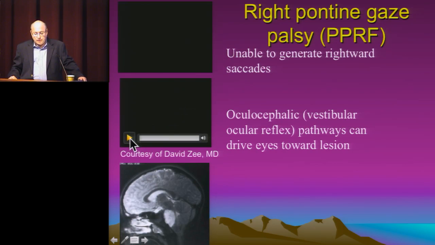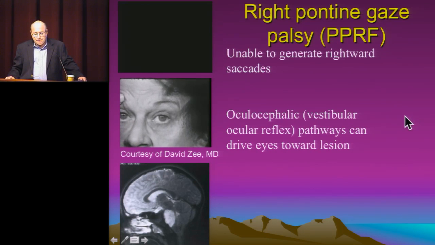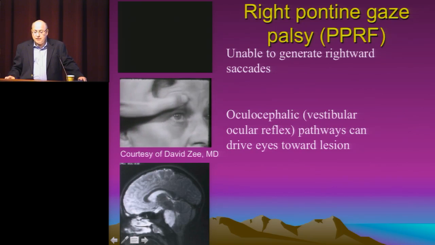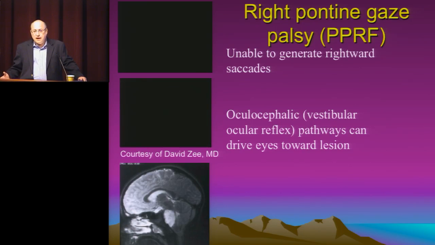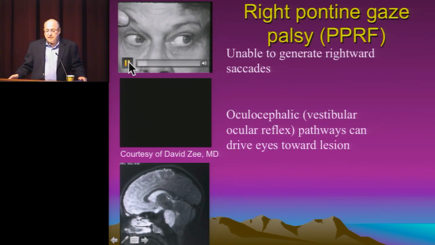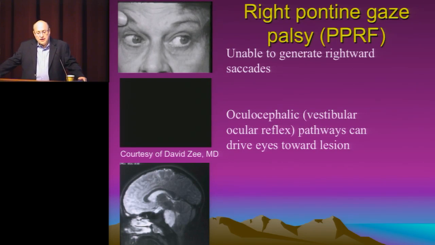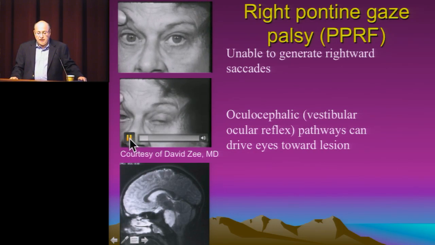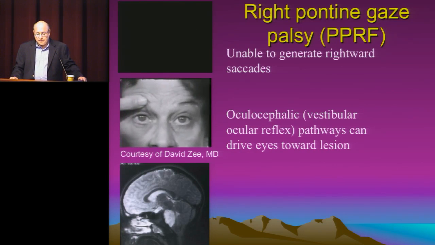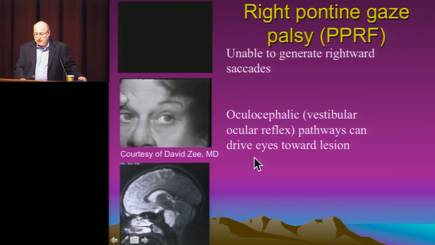What if we do Dahl's maneuver? You overcome it. It's normal. Which tells you that the sixth nerve nucleus and everything beyond it is working fine. So what's the problem? The problem is that there's a lesion in the paramedian pontine reticular formation on the right, which doesn't allow him to make saccades, but the vestibular input into the sixth nerve nucleus is fine. So he could get over to that side with a vestibulo-ocular reflex. Again, this is courtesy of Dr. Z in Baltimore.